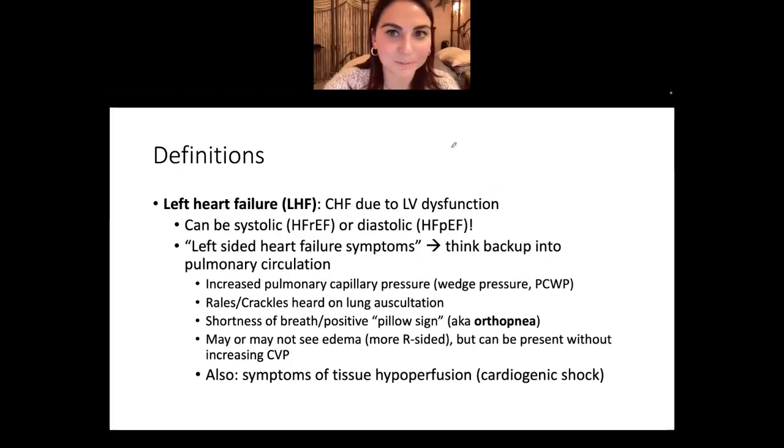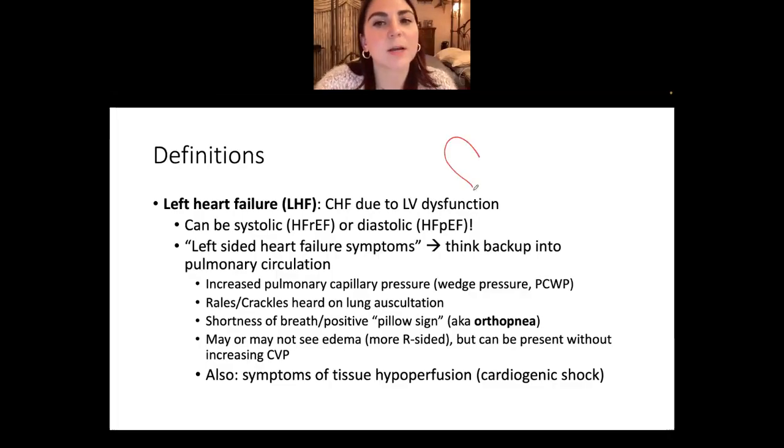Nope, it's left-sided. So left-sided heart failure is basically congestive heart failure, but now due to left ventricular dysfunction. So at this point, this is your HFrEF versus HFpEF thing. The failure could be systolic, where it can't pump out blood, or it can be diastolic. The ventricle got super non-compliant, really stiff, and that's your diastolic left-sided heart failure, which we'll talk about.